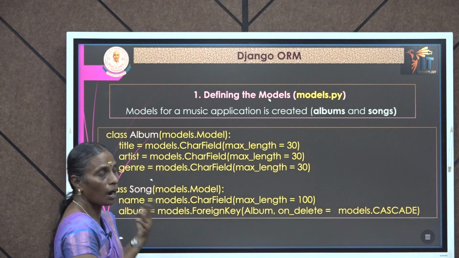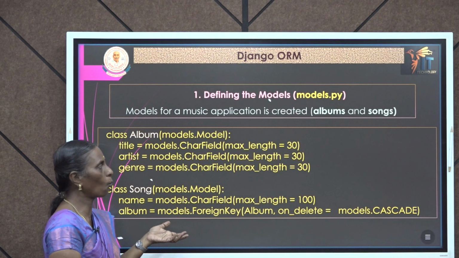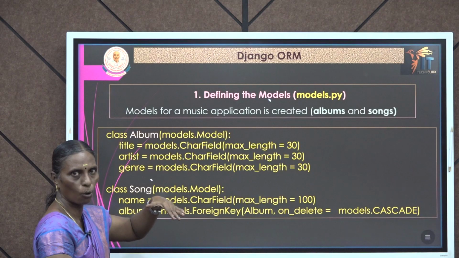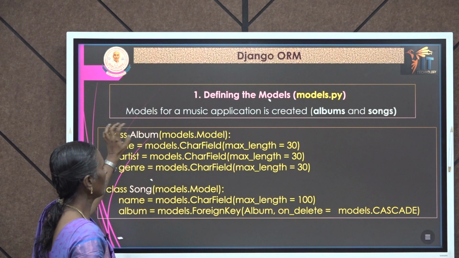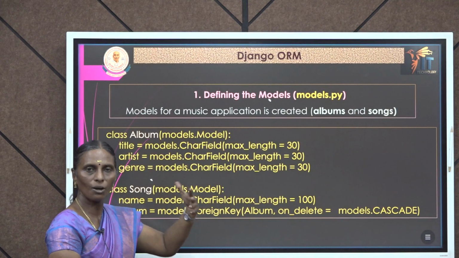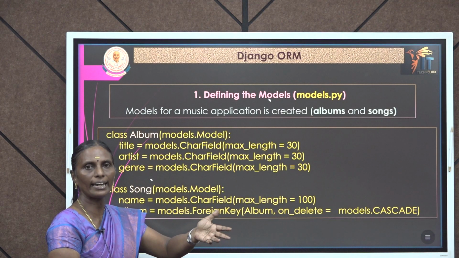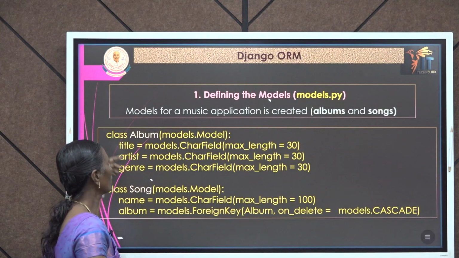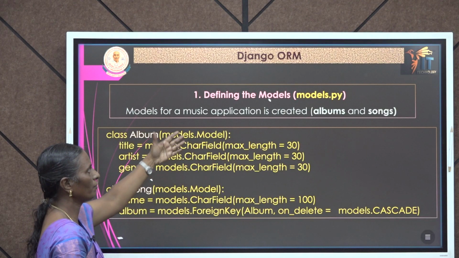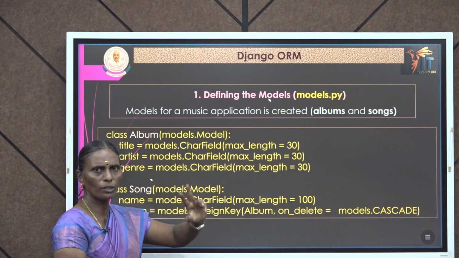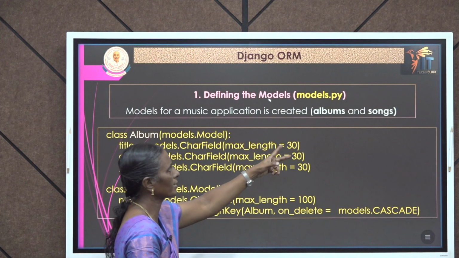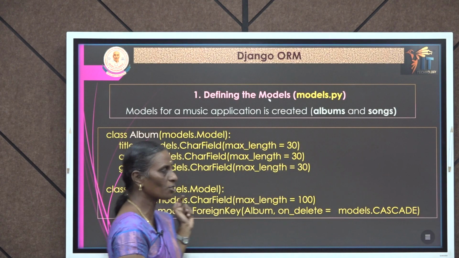So next, how to work with Django ORM? First we need to define a model. For that we have models.py in the Django framework, where we can create models, which indirectly means relational schemas. Now we have an example. We are going to create a musical application where we are going to include 2 relational schemas. One is album and the other one is song.